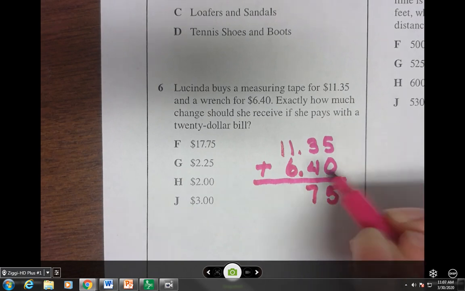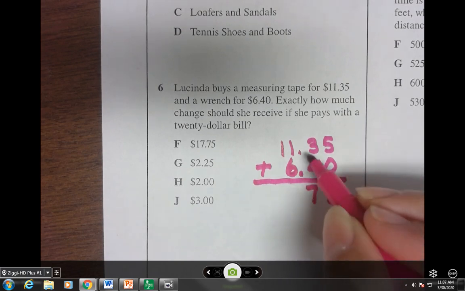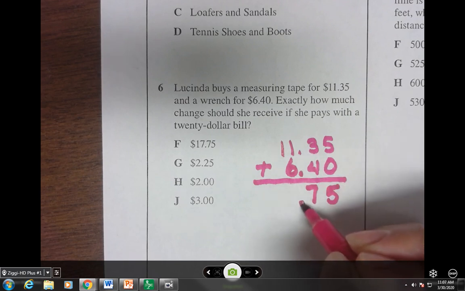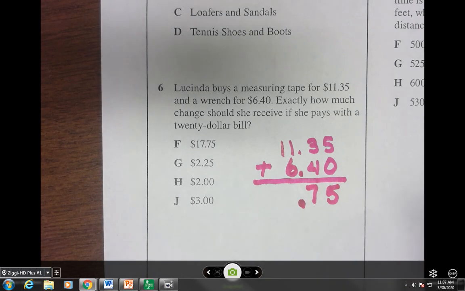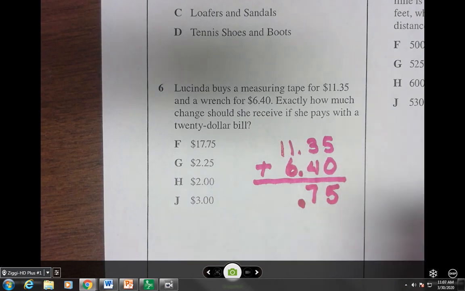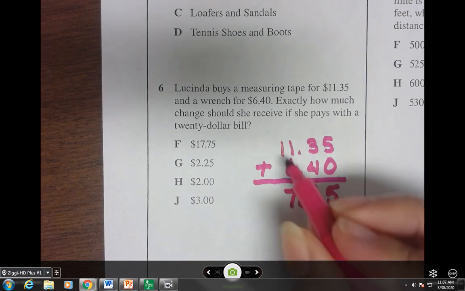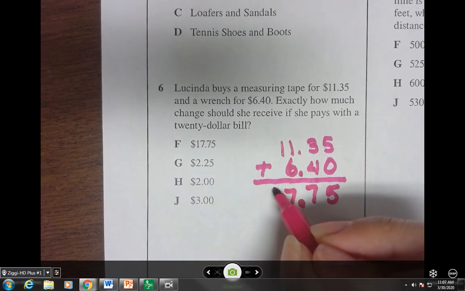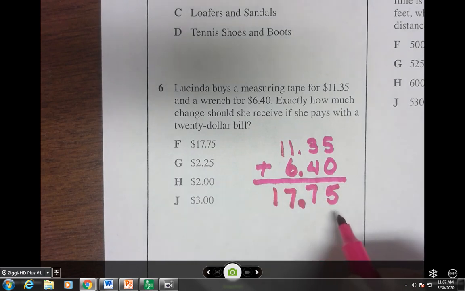7. And now what we do with our decimals, when we're adding or subtracting with money, we just bring that decimal straight down. That's why we have to be very careful to make sure we line those up. So we're going to continue adding with our ones place. We have 6 plus 1 is? 7. And 1 plus nothing is? 1. All right, so I end up with 17.75.